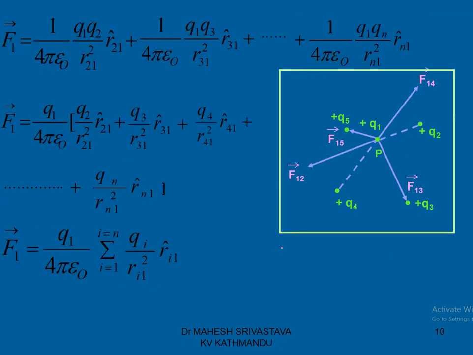See here what we say, that we are taking the given charge Q1 placed at point P and other charges are Q2, Q3, Q4, Q5 like that. Then according to the superposition principle, Q2 will exert a force on Q1. Similarly, Q3 will exert a force on Q1, and Q4 on Q1, Q5 on Q1.